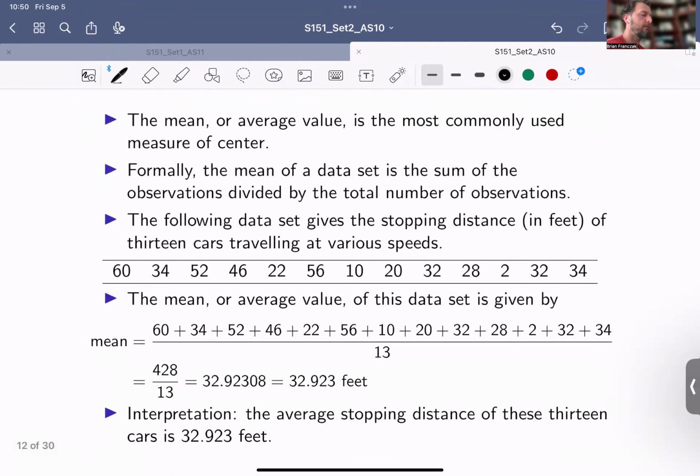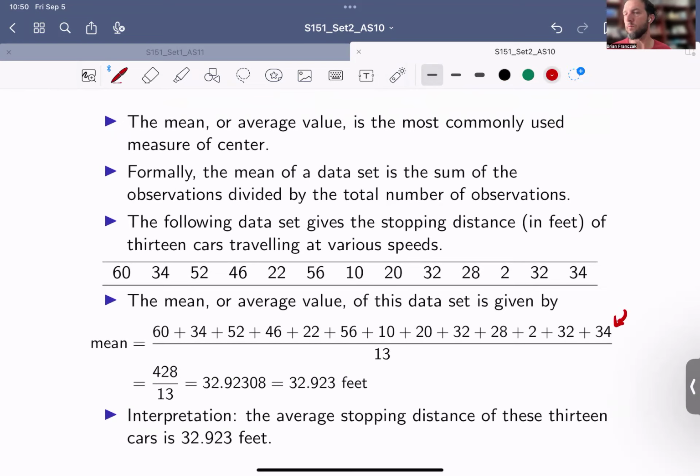Okay, now the first measure of center, which is the mean. The mean is a very commonly used measure of center. It's actually quite easy to calculate. Basically, to find a mean or an average, those are the same thing, you take all of the values in your data set, you add them together, and you divide by the number of values. So for example, in this illustration, we have a data set that gives the stopping distance of 13 cars. So if we want to find the average value for this data set, we simply add the 13 values in the data set together, which you can see here.